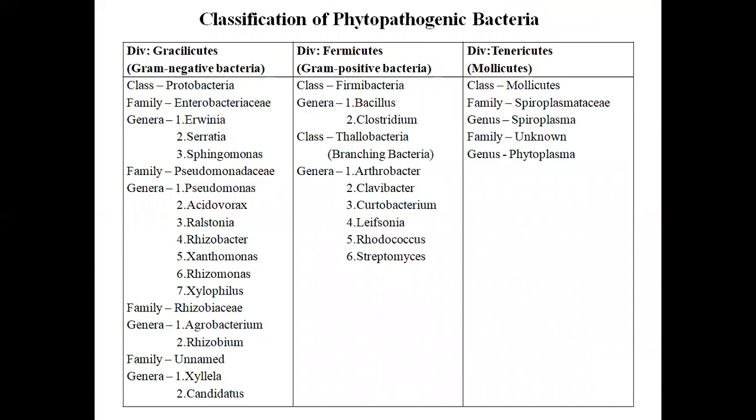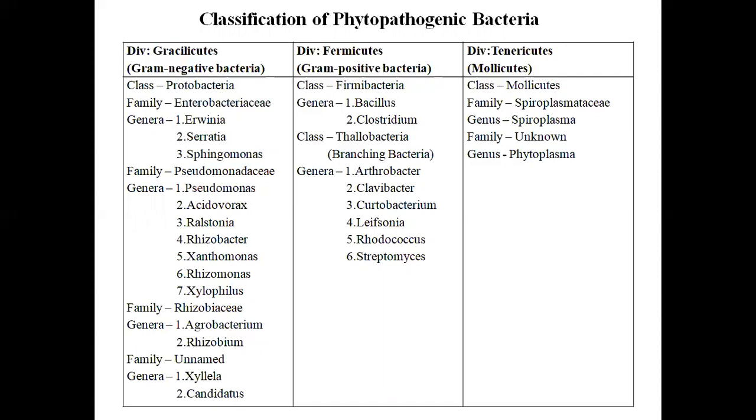Now, next small topic about the bacteria in relation to plant pathology: the classification of the phytopathogenic bacteria. Phytopathogenic means causing infection or disease to our plants, that is crop plants. So these are the classification related with the phytopathogenic bacteria. There are 3 divisions in this classification.